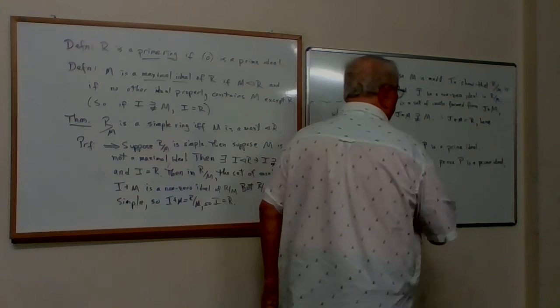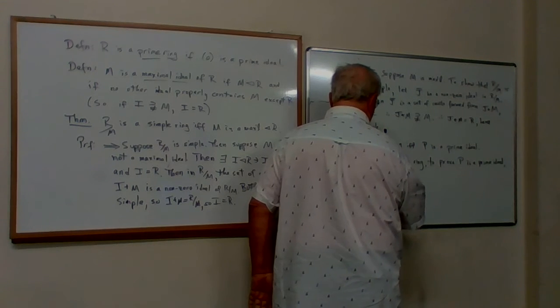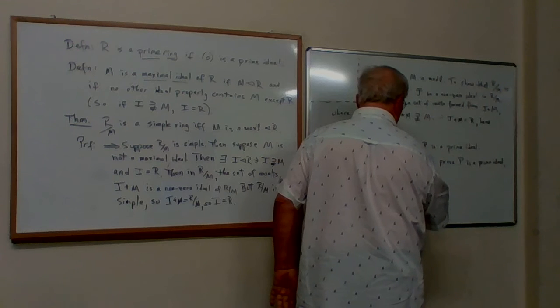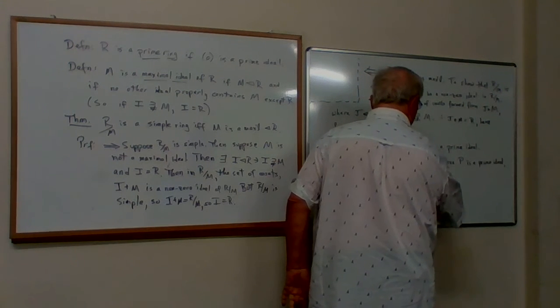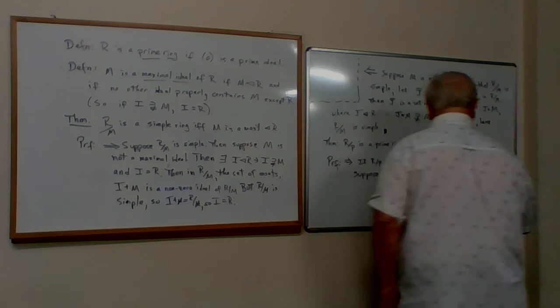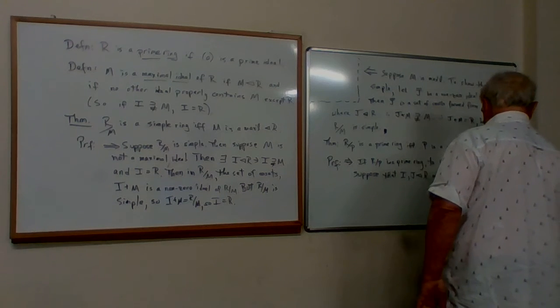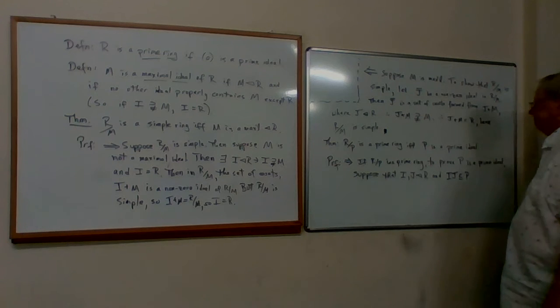So to prove that P is a prime ideal, suppose that I and J are a couple of ideals of R, and that their product lives in P. So IJ is contained in that ideal.